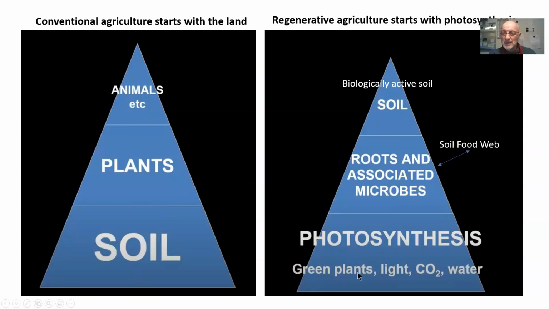Photosynthesis, green plant light, CO2, water. The look at soil should really start with photosynthesis. And then we move on with all the plants growing, the rhizosphere, whatever we talk about, roots and associated microscope, the soil food web coming in here. And then comes soil, and this is biologically active soil. So it's a whole different situation, a living soil, not a dead one.